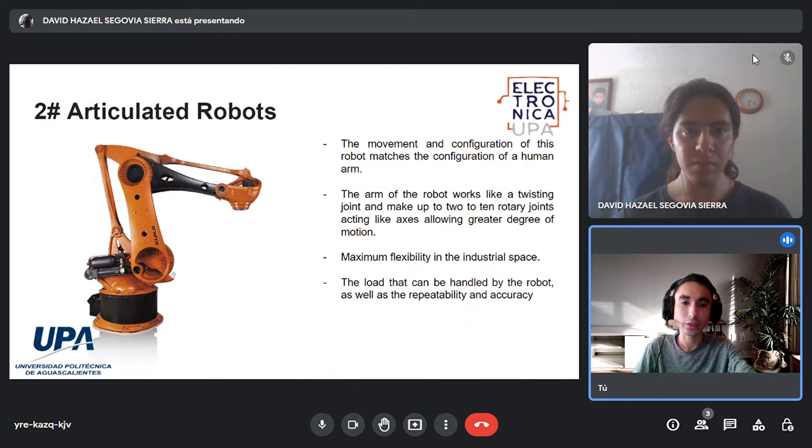So secondly, we're going to talk about the articulated robots. The movement and configuration of this robot matches the configuration of a human arm. The arm of the robot works like a twisting joint and has from 2 to 10 rotary joints acting like axes, allowing a greater degree of motion. The joints in this robot are parallel and orthogonal to each other, allowing freedom of movement, offering maximum flexibility in the industrial space.